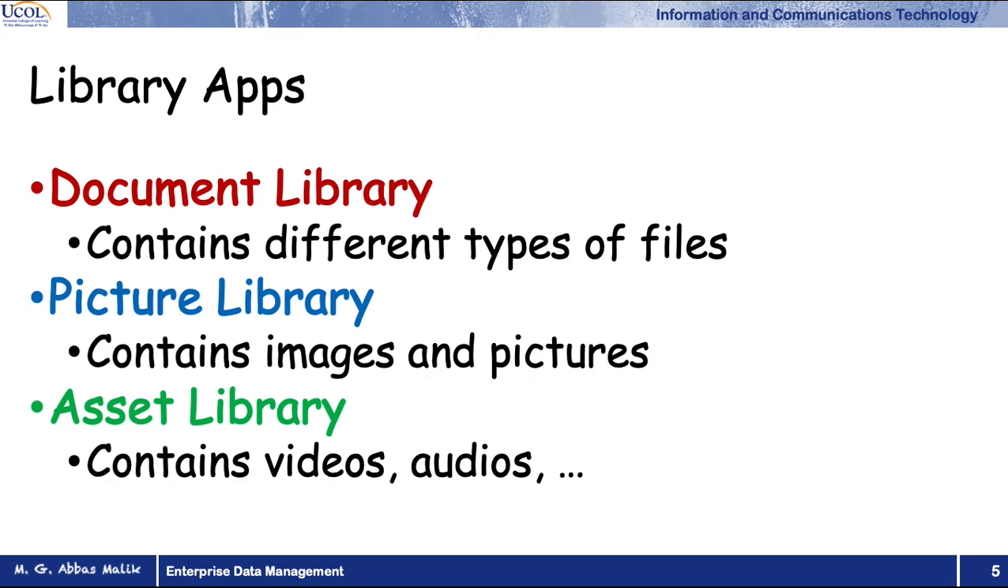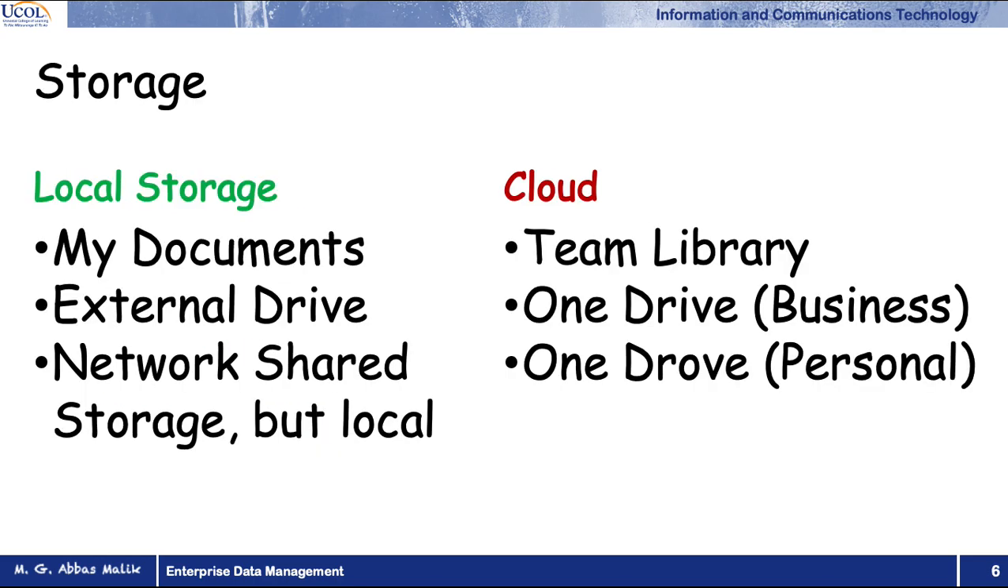Now we talk about the library applications. We have the document library, and last time we also had the picture library, which contains images and pictures. We also have the asset library, which contains videos and audios, or maybe files and so on. So we have three types of libraries: document, picture, and assets. Then storage: where are we going to store all those files, pictures, audios, and videos? We have two different possible solutions.